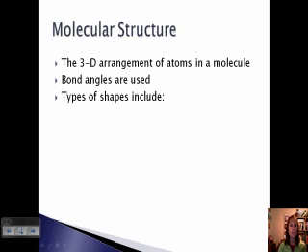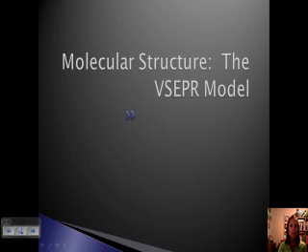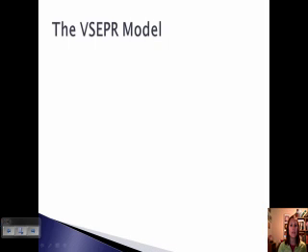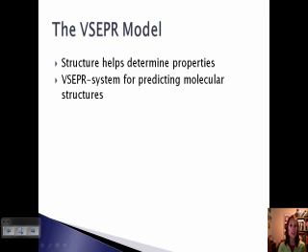We're going to use bond angles to do this, and some types of shapes include bent, linear, trigonal planar, and tetrahedral. So we're going to look at what's called the VSEPR model. This is a way to determine the structure, because structure helps determine the properties of the molecule. And we'll talk more about that once we talk about how to determine structure.